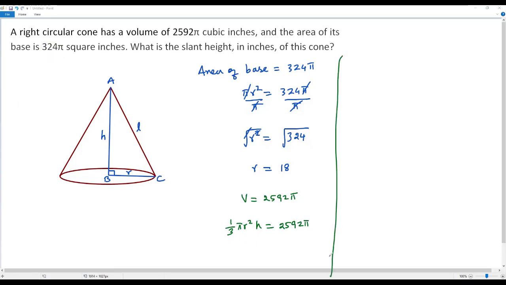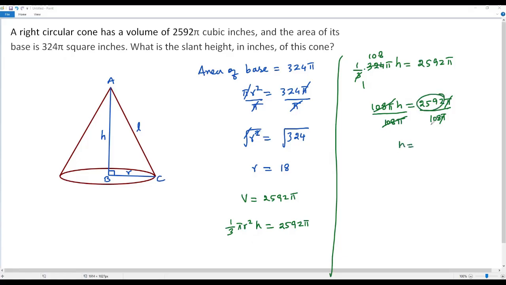Okay, let me continue over here. That is 1 over 3 times, and for this one, we can plug in 324 pi, times h equals 2592 pi. Here 3 goes into 3 one time, and 3 goes into 324, 108 times. Then we get 108 times pi times h equals 2592 pi. Our aim is to get the value of h, so let's divide both sides of this equation by 108 pi. Here 108 pi will cancel out, and pi will cancel out, and we get h on the left side. On the right side, when I divide 2592 by 108, I am getting 24.